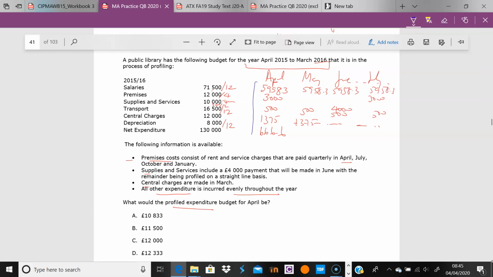So basically add all of this together, right? 5,958.3 plus 3,000 plus 500 plus 1375 plus 666.6. Put that all in your calculator and you will come to the glorious figure of 11,500. And that, if you like, people, is how we deal with profiling.